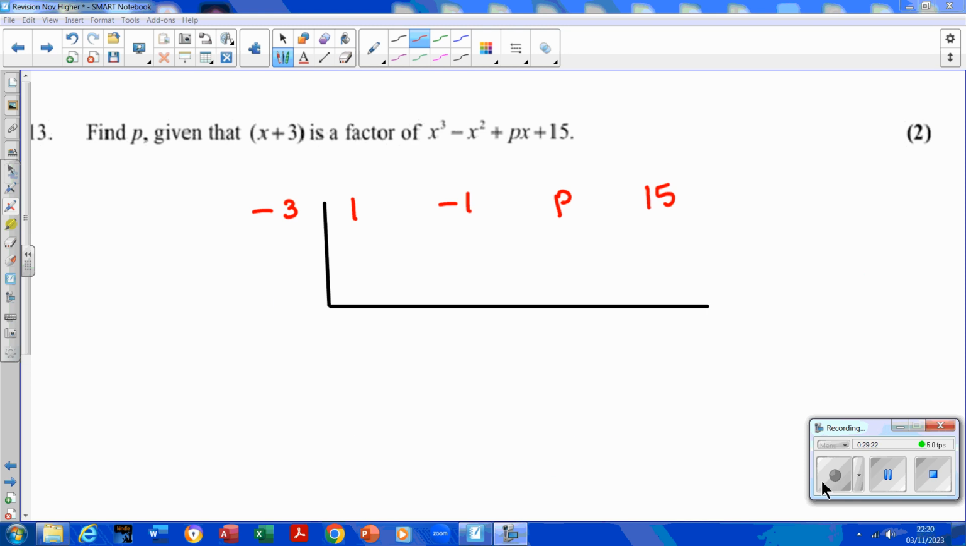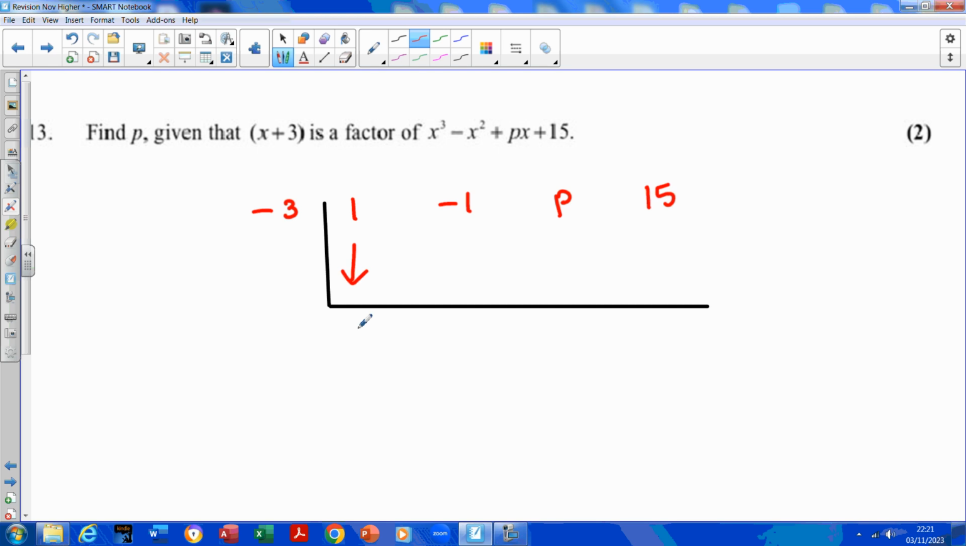So for this one, we have got find p given that x plus 3 is a factor of that expression. So we start off with the coefficients. There's 1 lot of x cubed, there's negative 1 times x squared, there's p times x, and there's 15. Now the x plus 3 is the factor, so the x value is negative 3. Drop the 1 down to start, so that gives us 1. 1 times negative 3 is negative 3.